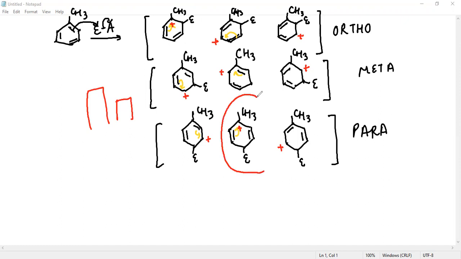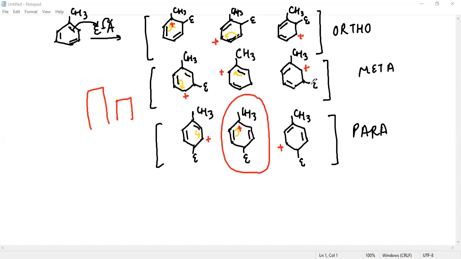If you check the para position as well, you get one of the resonance structures where you again directly get the carbocation under the group, which is balancing the positive charge of the benzene ring of the intermediate. This balancing effect makes it more energetically favorable. When things get stabilized, that requires less energy, and whatever requires less energy is more favorable to happen.